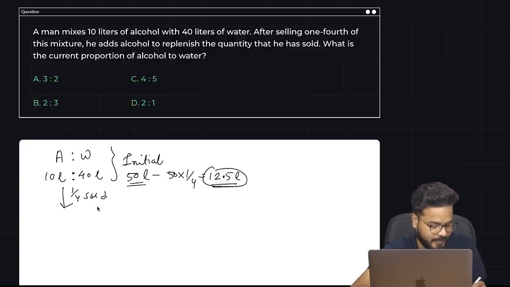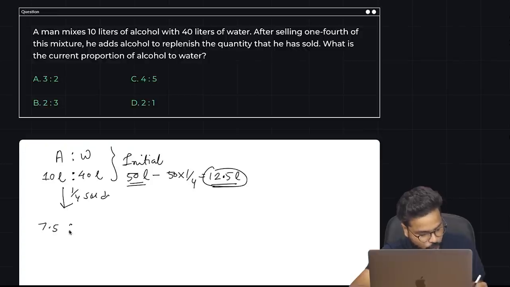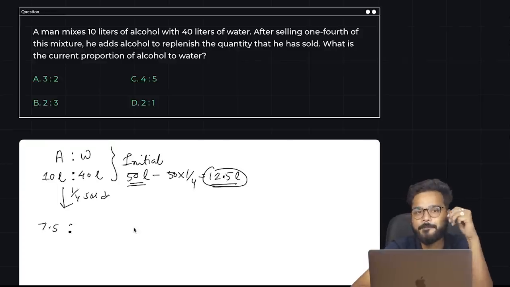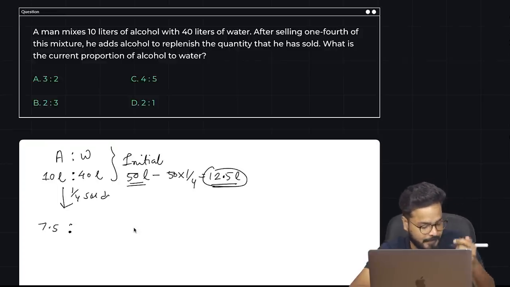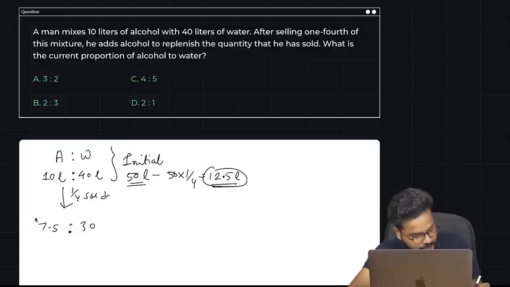How much would be left after he sold 1/4 of it? 10 liters. So what is 1/4 of 10? 2.5. So he'll be left with 7.5 liters. Water, it is 40 liters. He sold 1/4. So what is 1/4 of 40? 10. So he sold 10. So he'll be left with 30. So this is after he has sold it. He's left with this much.